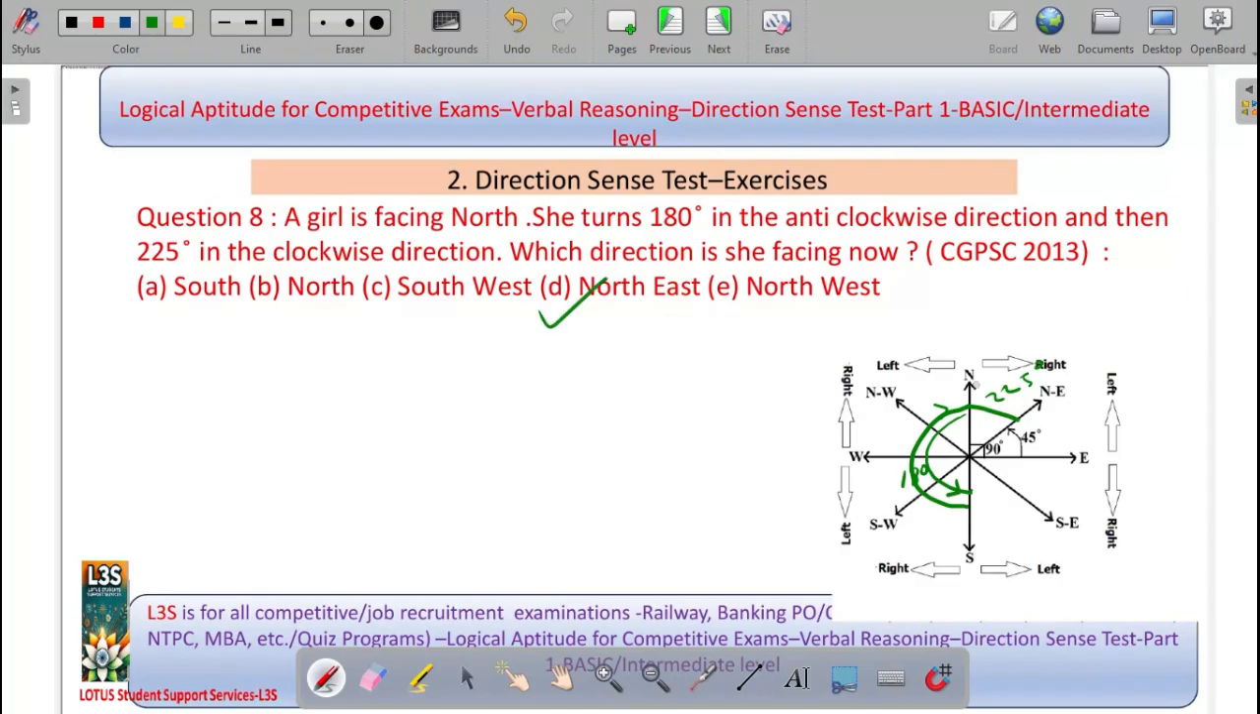So first you have to be able to draw this diagram. It is simple. First you draw north, south, east, west. Then between north and east it will be northeast, and between east and south, southeast. Like that you have to complete this diagram. Then it will be very easy to solve this kind of problem.